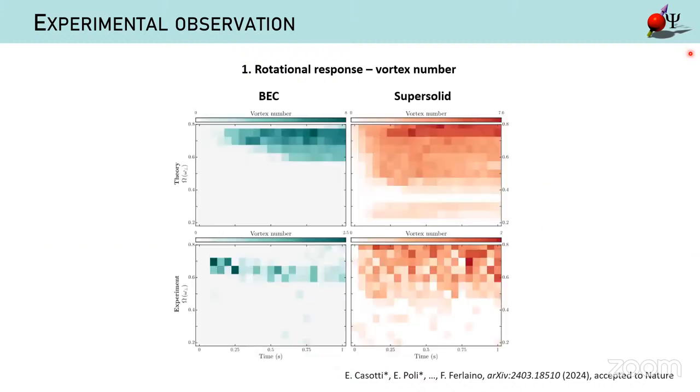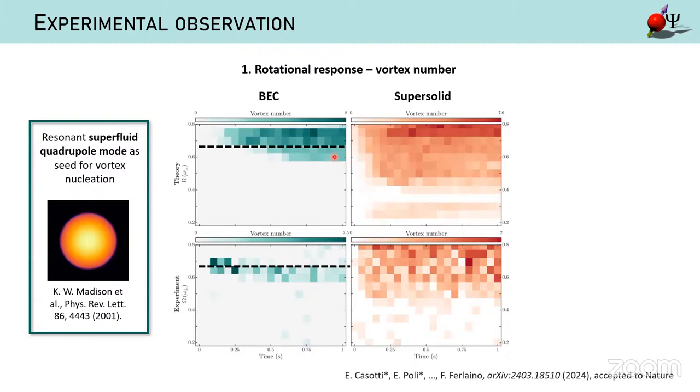So this is the collection of all these results. First column is the BEC results, second column is the supersolid results, first row is the theory, second row is the experimental results. In each subplot, the x-axis corresponds to different rotation times, and the y-axis corresponds to different rotation frequencies. Every time you see a colored square, it means that we detected a number of vortices different from 0 inside the system. And so you can clearly see that there's a completely different rotational response between the BEC and the supersolid.